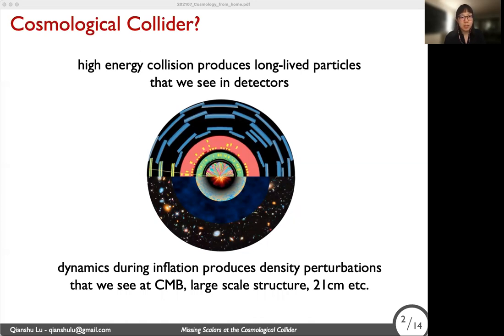In cosmological colliders, we are trying to understand the dynamics and physics during inflation through the properties of the correlation functions of the primordial density perturbations being produced that we see in our detectors, which are cosmological observables such as CMB, large-scale structure, 21 centimeter, etc.